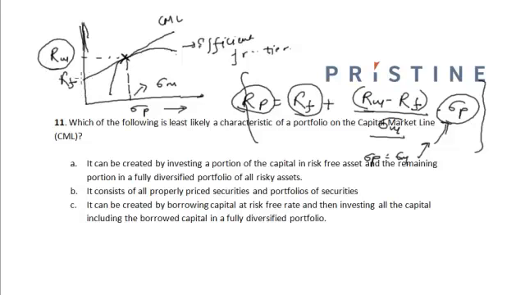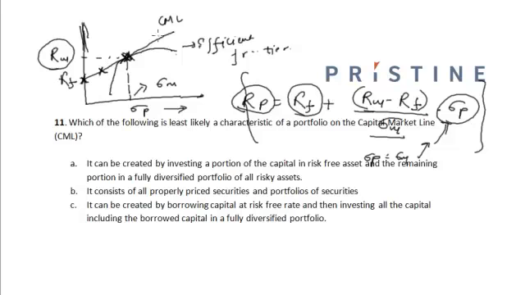Now for points lying between this RF, the point at which the CML line cuts the y-axis, and this point, the point of tangency, in between these 2 points, any point reflects a combination of some amount in the risk-free asset as well as some amount in the market portfolio.